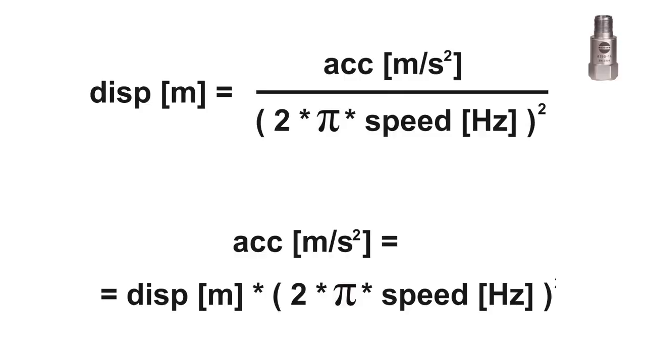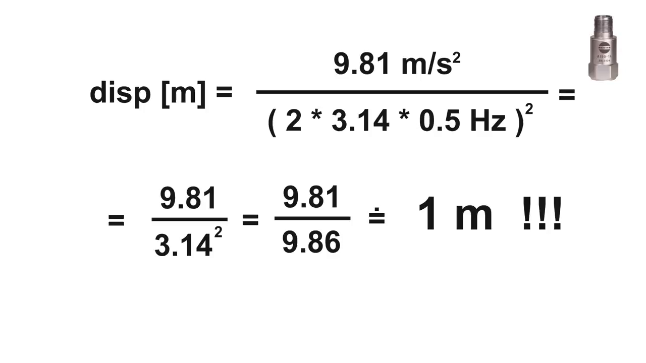But return back to the math formulas. We can use these formulas for conversion of acceleration to displacement and displacement to acceleration. Using this simple math, we can convert 1G to meters. If the speed is 30 RPM, it means half Hz. Do not forget convert G to meters per square second firstly. The corresponding displacement level is 1 meter, not 1 millimeter, really 1 meter. No machine could work with such vibration level.